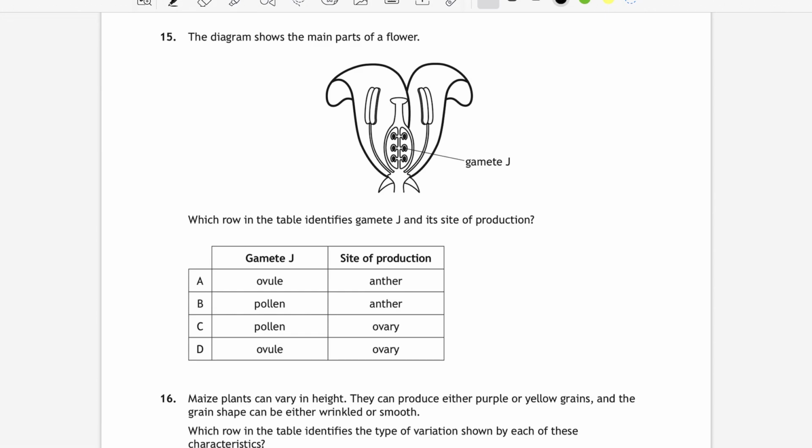Okay, so gamete J is in the female part of the plant. So we want to be looking at not pollen, so we know it's going to be an ovule. And it's in the female part, so it's not the anther. This part here is the anther. This part here is the ovary. So we know the answer D must be correct here for question 15.